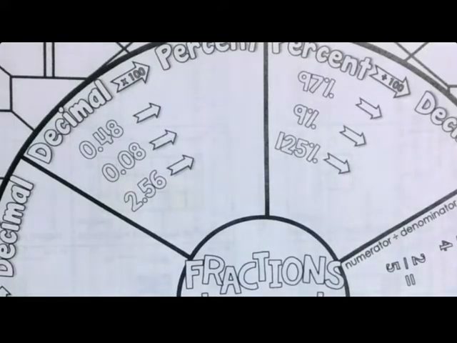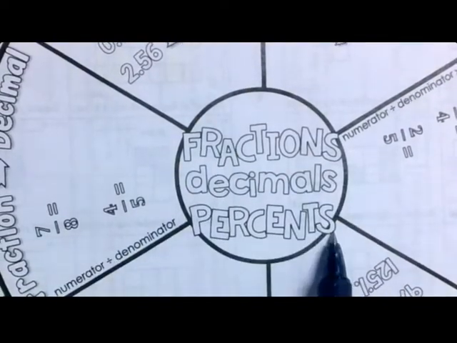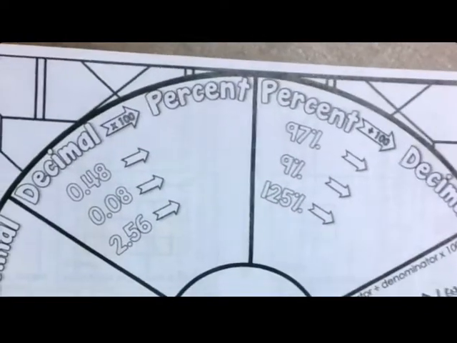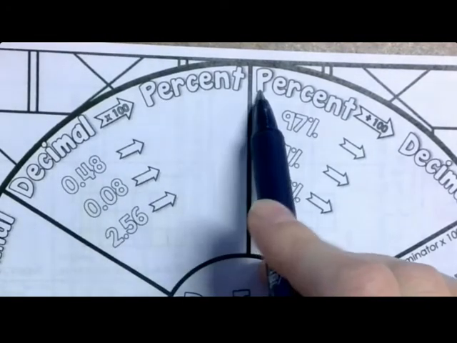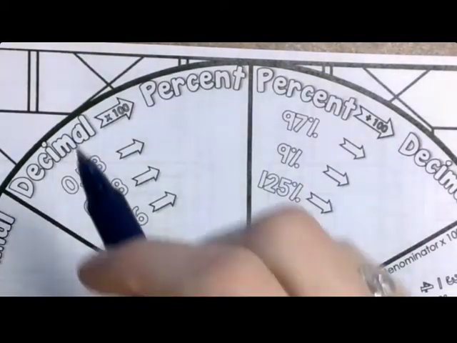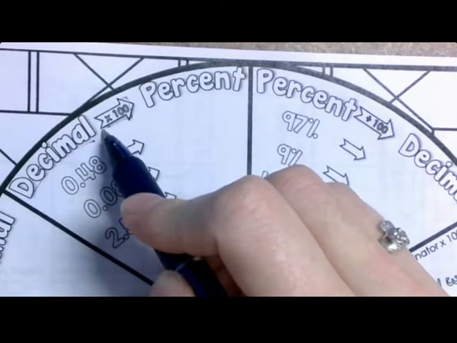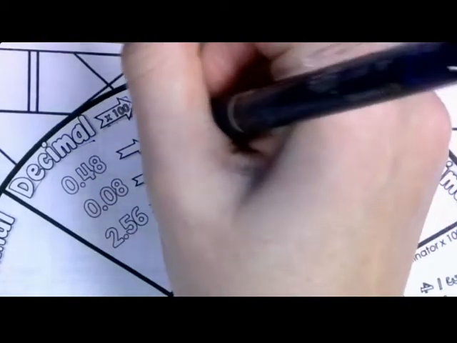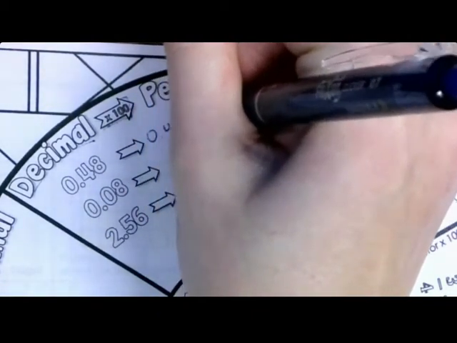Okay, so if you put your little thing so that this looks like this, we are going to start with decimal to percent. And if you look at this, it says take your decimal and multiply by 100. So what is 0.48 times 100?